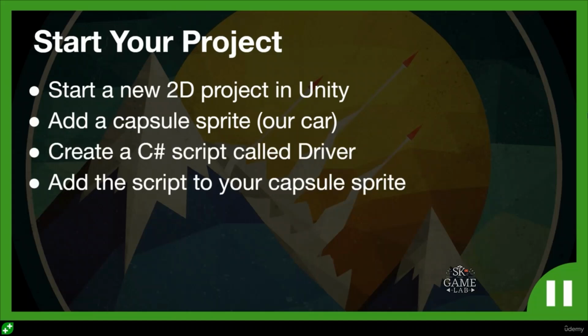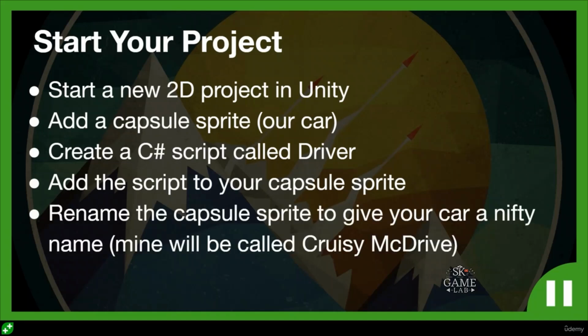And then I'd like for you to add the script to your capsule sprite as a component. So if you're not exactly sure how to do that, we covered that in the very first intro section, but it's a case of adding that to your sprite. And then last step, rename the capsule sprite to give your car a nifty name. Mine's going to be called Cruisy McDrive. You can call yours whatever you like. There's your challenge. Pause the video and then start the video again once you've completed those steps.